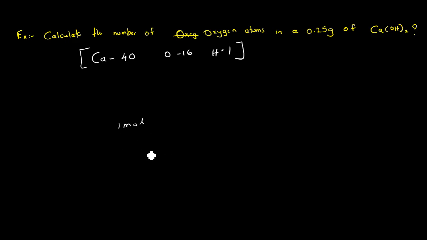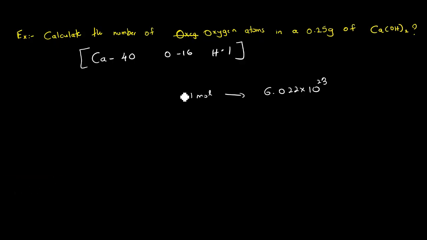If you remember the first video, if you take 1 mole of anything, it means there are 6.022 times 10 to the power 23 particles. If you take 1 mole of oxygen atoms, which means there are this number of oxygen atoms. 1 mole means this one. Now we know this definition using basic chemistry.